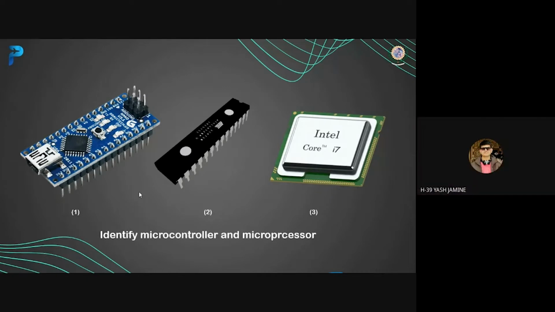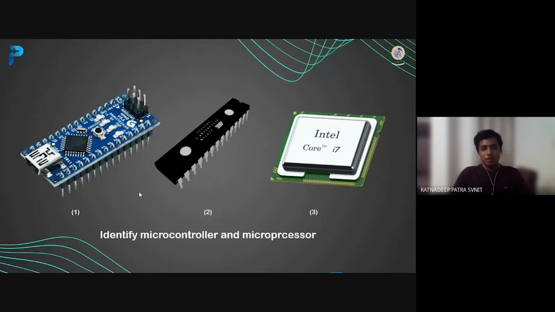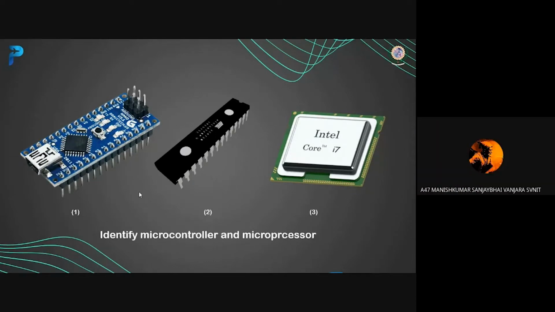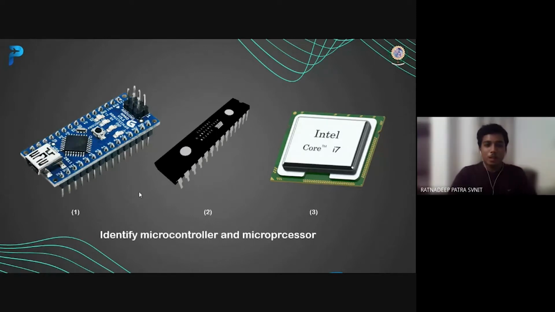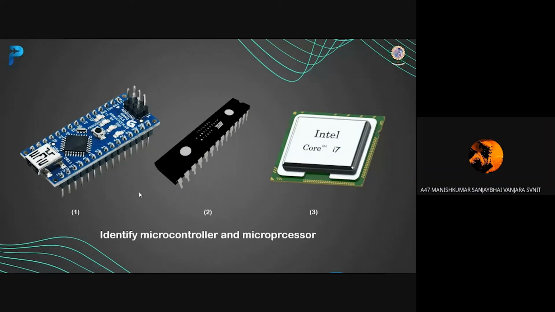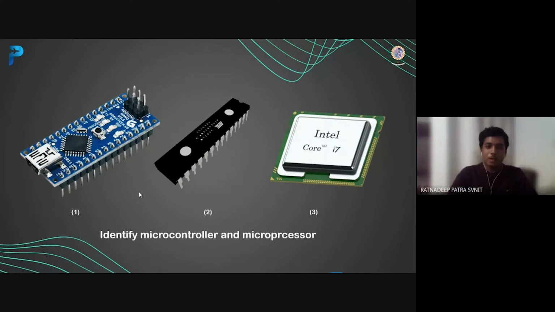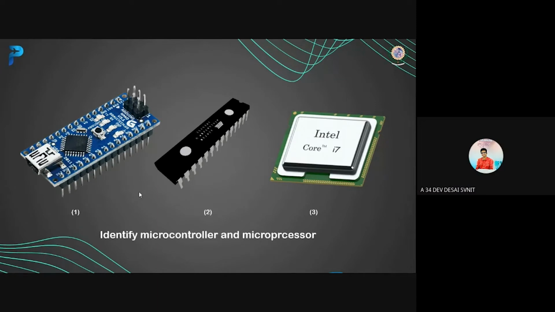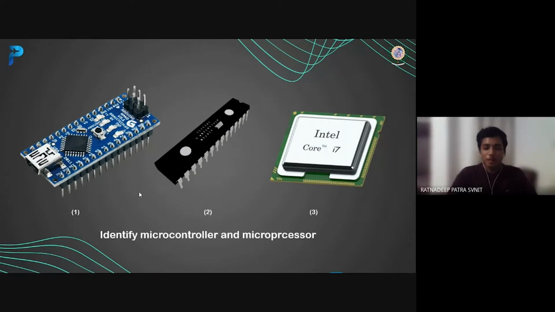Third is microprocessor. First is microcontroller. Second is microprocessor. Okay, and about first and second: first is microcontroller. Okay, and about second: microprocessor. Okay, it is an IC circuit.